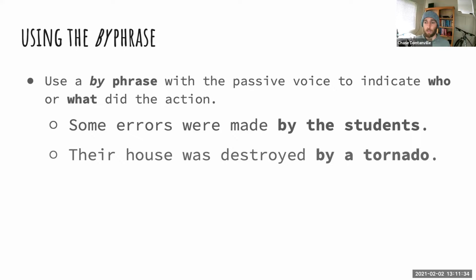Their house was destroyed by a tornado. So again, we have a passive sentence, their house was destroyed. But we add a by phrase to tell us what destroyed the house. In this case, a tornado.